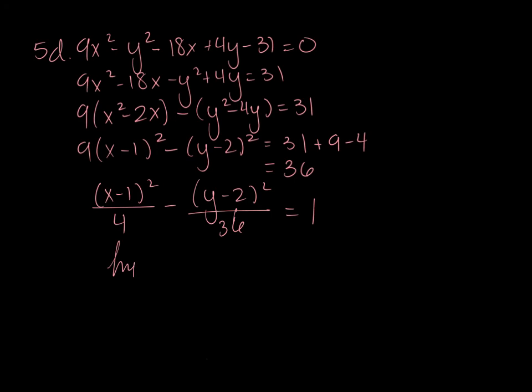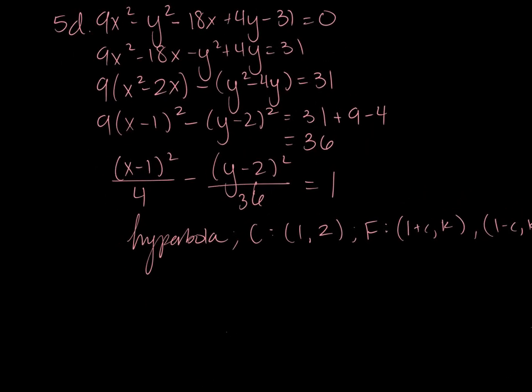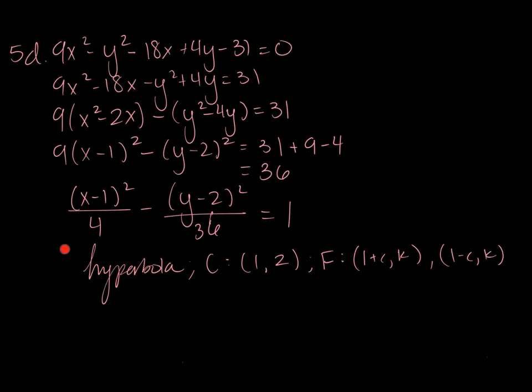So this is a hyperbola because I have a denominator, first off, okay, and they're different, and I have a minus sign, so it's a hyperbola. And the center of this hyperbola is 1, 2, and since it's hyperbola, it has foci, which are 1 plus c, comma k, 1 minus c, comma k. And the reason why I know that is because this is positive here, this x, yes? So it means I have a horizontal major axis.